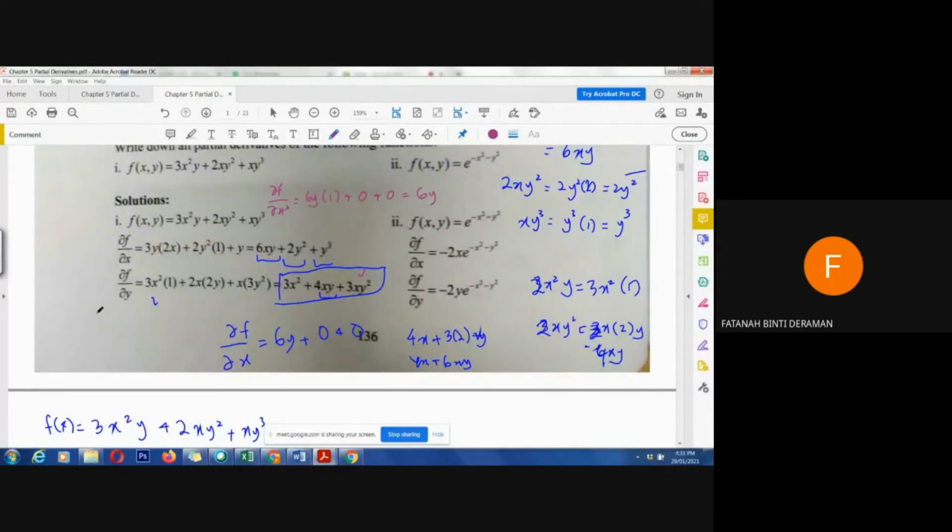If we differentiate d square f dy square, meaning we need to take this and differentiate with respect to y. There is no y here, so this will be a constant. Differentiate constant, we will get 0 plus, okay, this is constant and y, so we have 4x. And then here we will have plus 3x, we copy, and 2y. And then we simplify, we get 4x plus 6xy. Okay? You can see here.